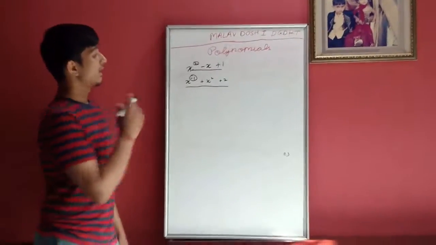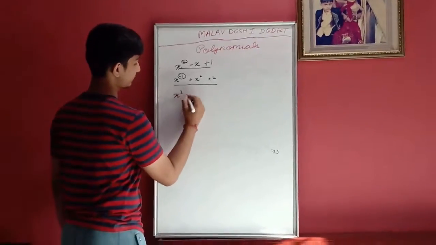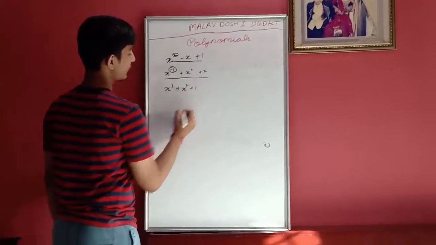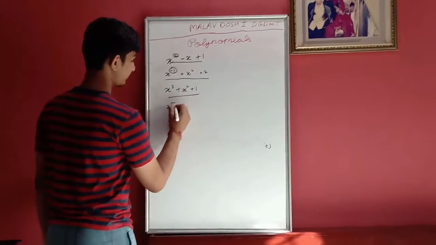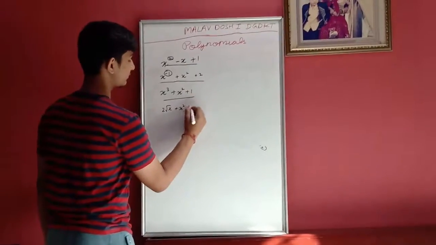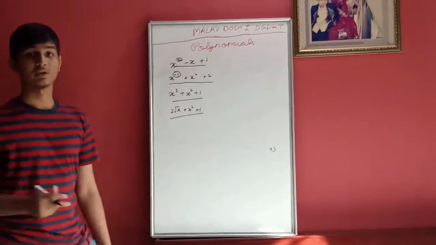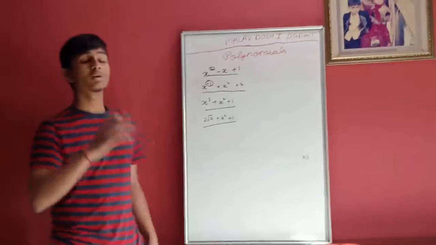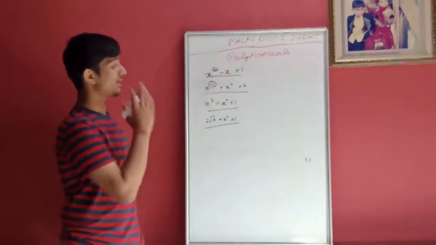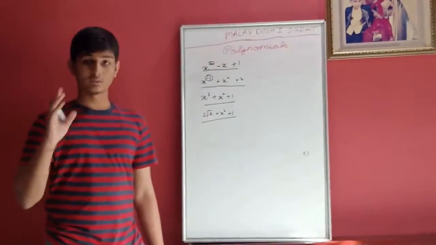For example, if I write this, it is a polynomial, but if I write this, now this is an algebraic expression. So the first condition to learn polynomials is to get the basics right, and the basic is that the degree of a polynomial should always be a whole number.